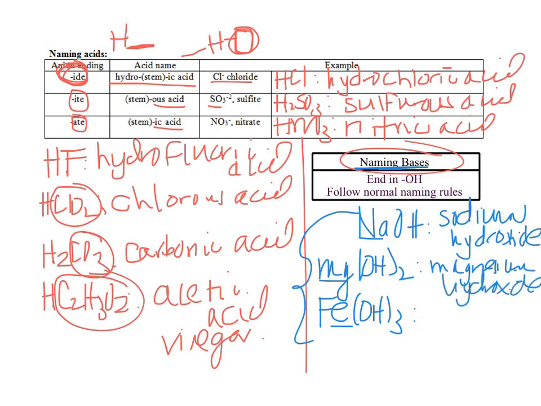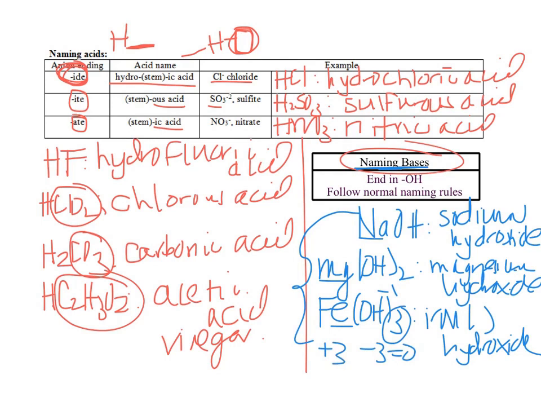And then this next one would be iron. This is an unpredictable charge, so it's going to need Roman numerals. Hydroxide. And if you remember how to do Roman numerals, you work backwards. We know that hydroxide's -1, but there's 3 of them, so it's an overall -3. This iron must be carrying a +3 charge.